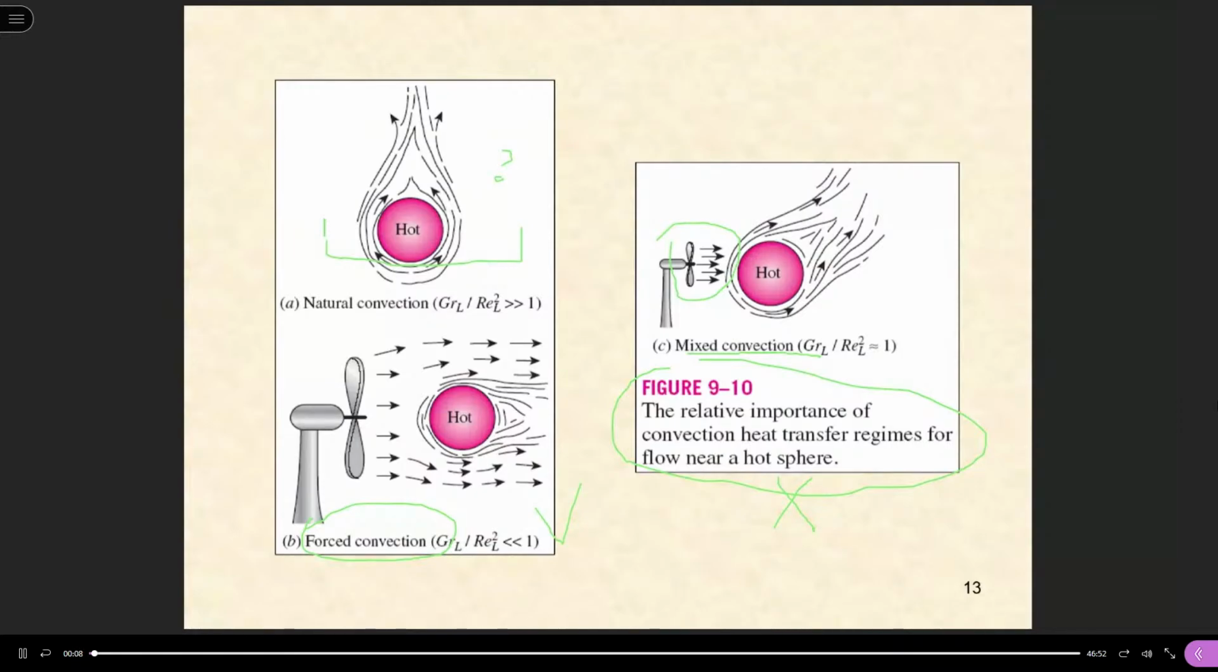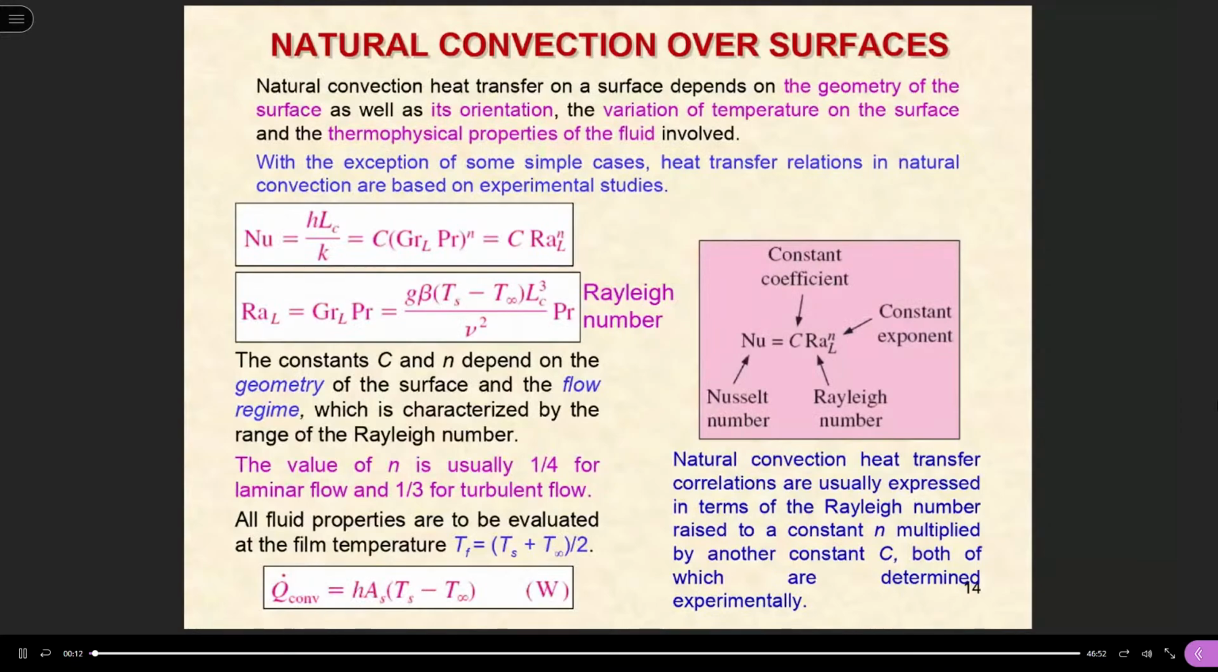Hello, everybody. Let's resume our lecture. So eventually we have this equation. We define the Nusselt number as we have defined before, and we can imagine that the Nusselt number will be a function of, in this case, the Grashof number times the Prandtl number.